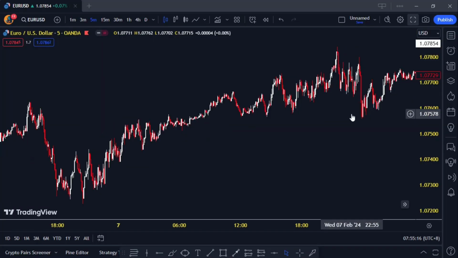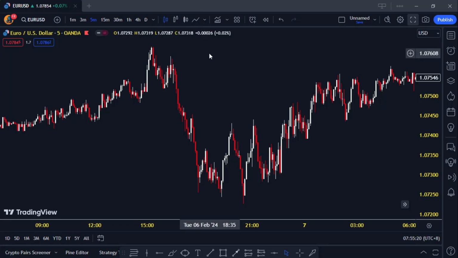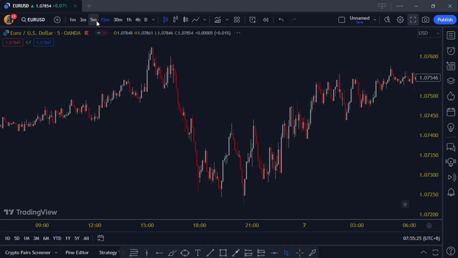So let's dive in. Open up a fresh chart on Tradingview and select your favorite time frame. I suggest using a 5 to 15 minute time frame for this strategy. Once you've selected it, click on the indicator tab.